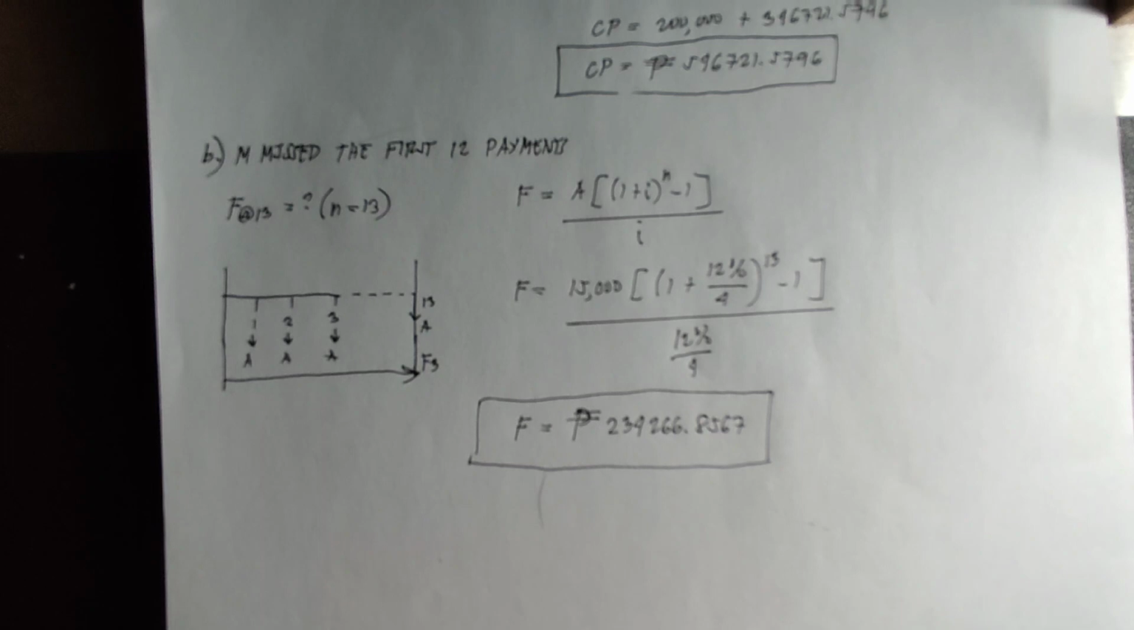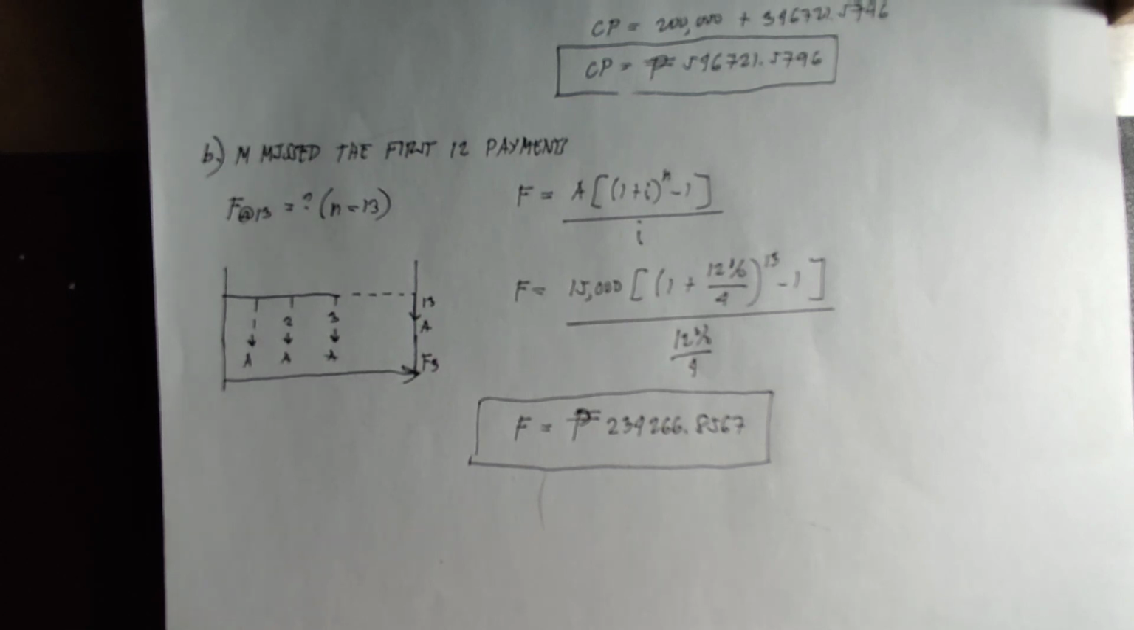So now let's go to B. B, if M missed the first 12 payments, what must he pay at the time the 13th is due to bring himself up to date? So for the 13th, we were asked to find the future amount at the 13th. So F at the 13th, you will find it when n is equal to 13.